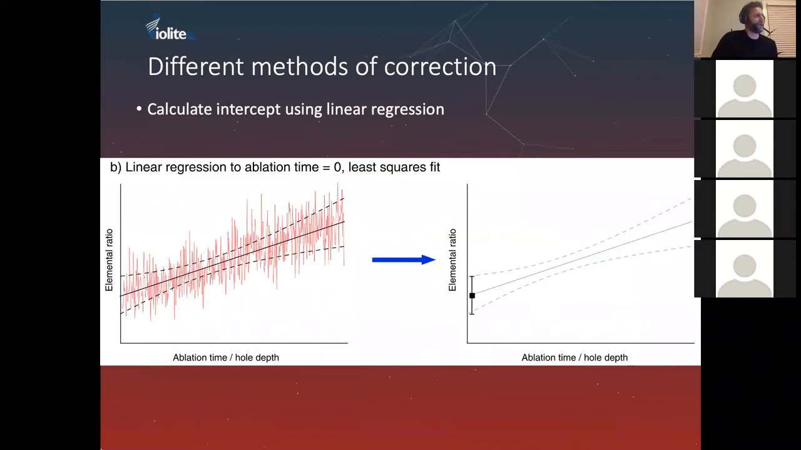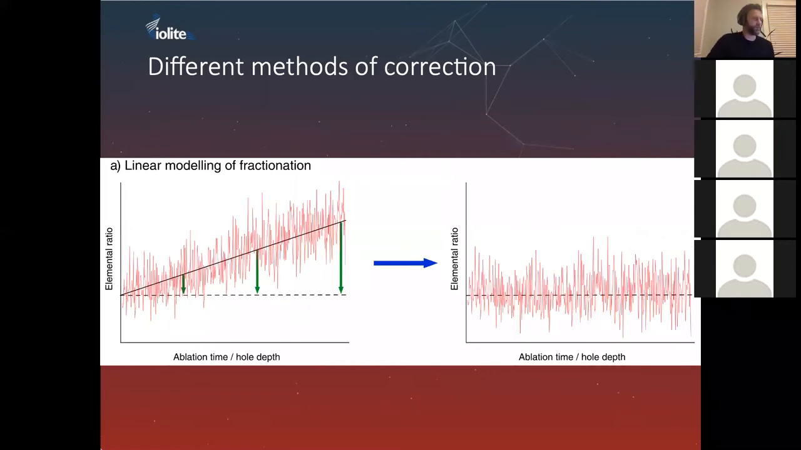So there are different approaches to this downhole correction. The first approach in the early days was to basically fit a line to the downhole pattern of fractionation, and then project that back to time zero, which would be this intercept here, and then you have a set ratio which is not affected by downhole fractionation. The problem with this, however, is that you get just one result for your entire ablation, and you lose all of your time resolution.